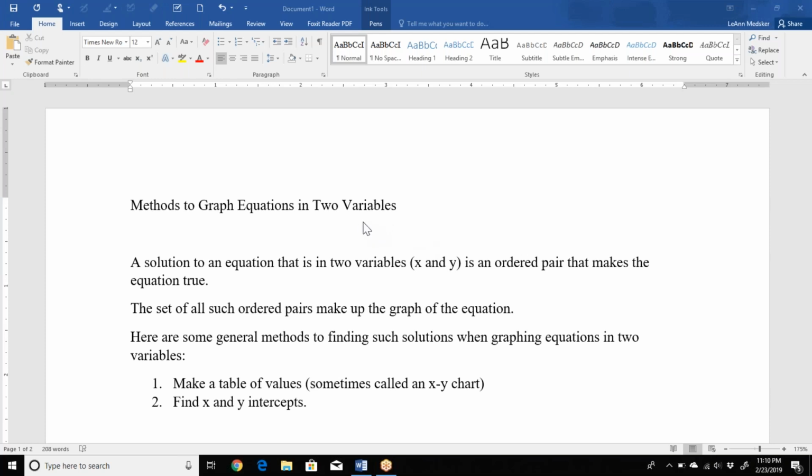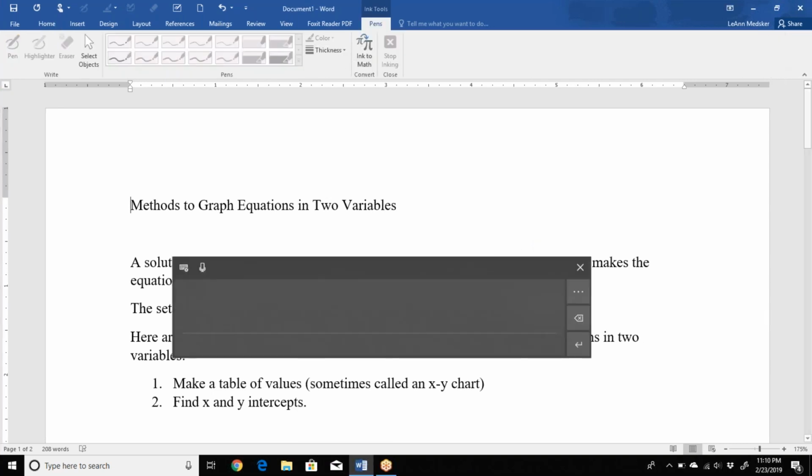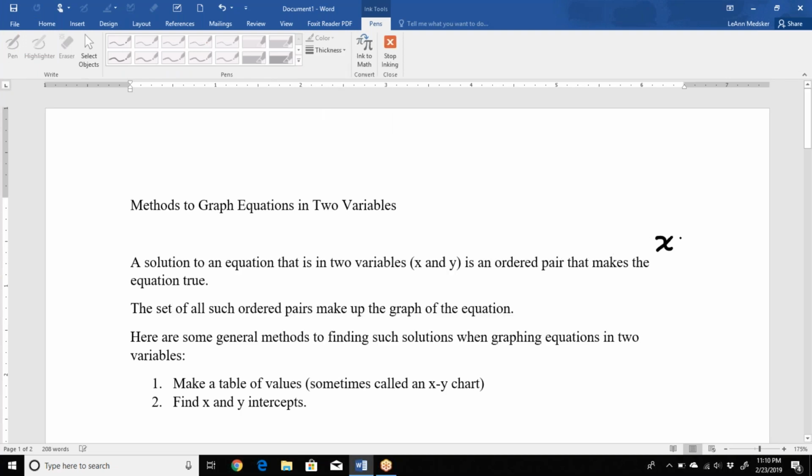All right, this is a video on methods to graph equations in two variables. A solution to an equation in two variables is essentially going to be an ordered pair that makes the equation true, especially if we're dealing with x and y. For example, let's write down an easy one: x + y = 5.